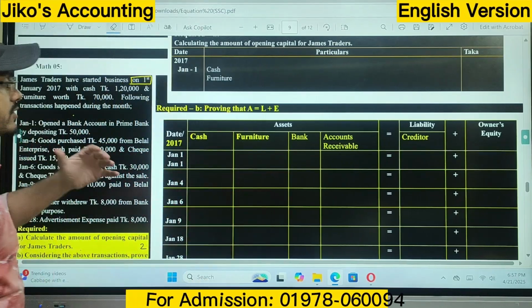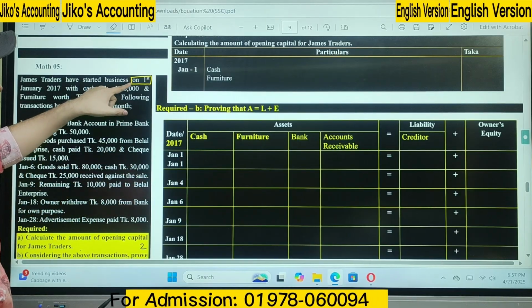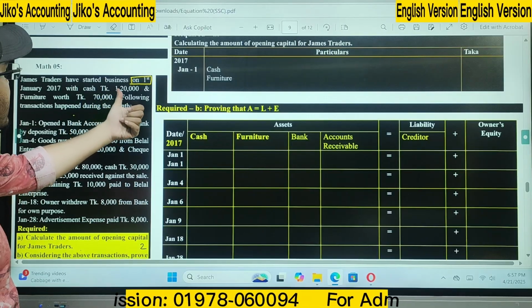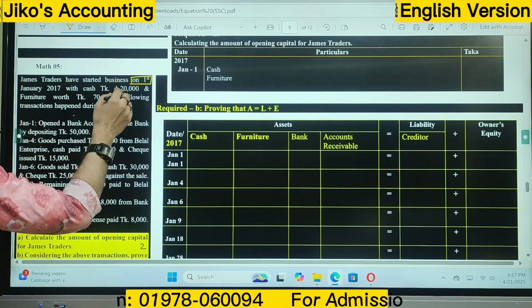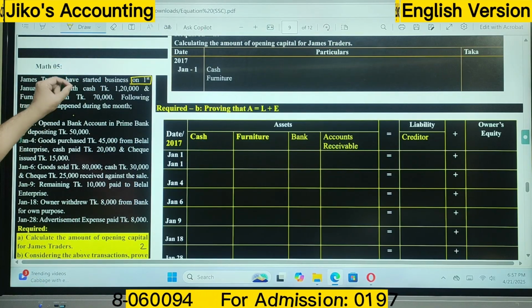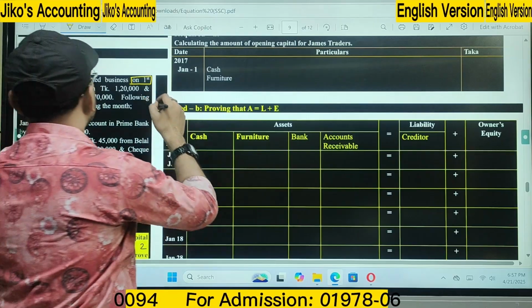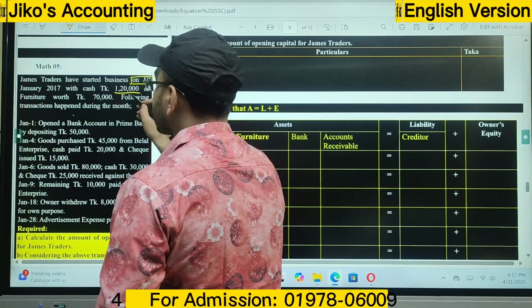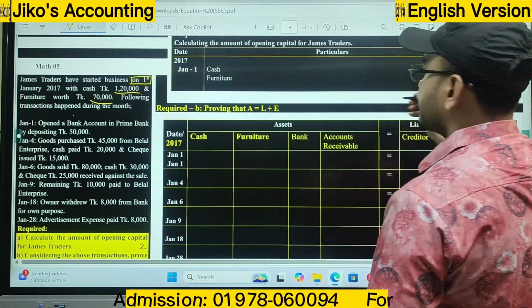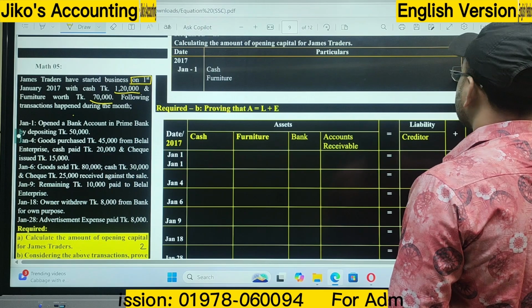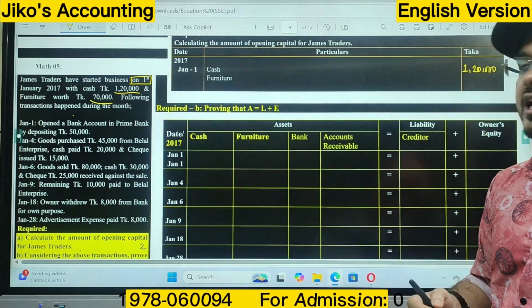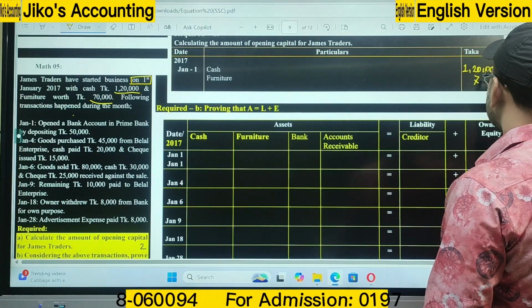So you can see here, according to our idea, on 1st January 2070, with cash taka 1,20,000. As this is stated from the beginning date and the beginning month of this year, what is our cash amount? Cash amount is 1,20,000 taka, and our furniture is 70,000 taka, right? So note it down. Our cash amount is 1,20,000 taka, and how about our furniture? Our furniture is 70,000.